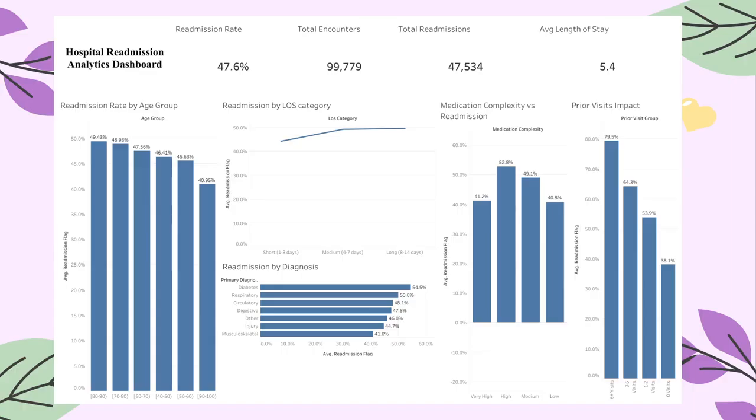Now looking at readmission rate by age group, which is on the left side here, you can see that the 80 to 90 range was 49.43%. You could also see the length of stay. Long had the highest readmission rate. For readmission by diagnosis, it was 54.5% with diabetes, and then respiratory at 50%. For medication complexity, it was kind of interesting, as at the bottom, if you could see, it goes from very high, medium, low. We're just organizing it by complexity level, and that high was actually the highest in comparison to very high.